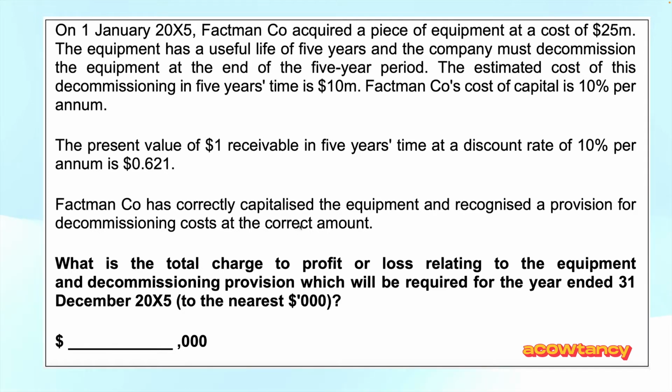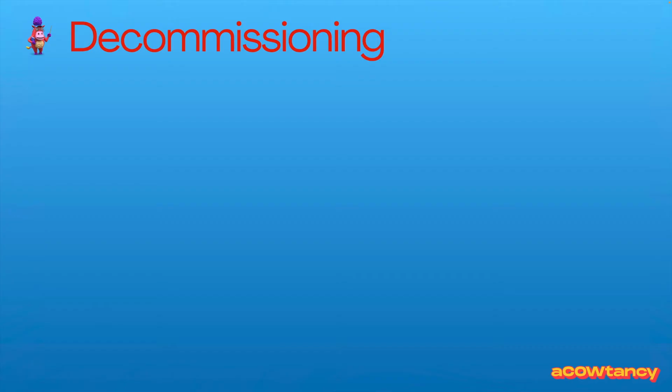It says, look, they've done everything correctly. What is the total charge to P&L for all this? So what goes to the P&L? Right, let's have a look at this. First of all, then we buy the asset for 25 million. Easy, we need to depreciate that over 5 years.